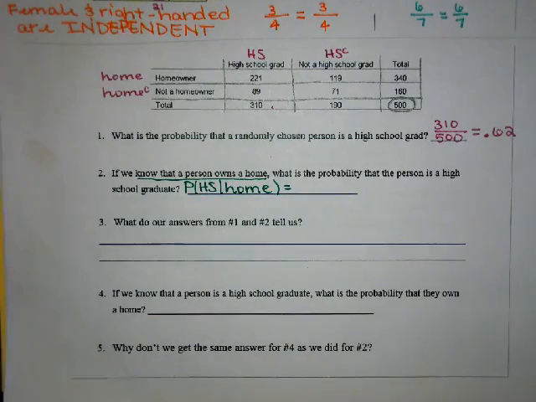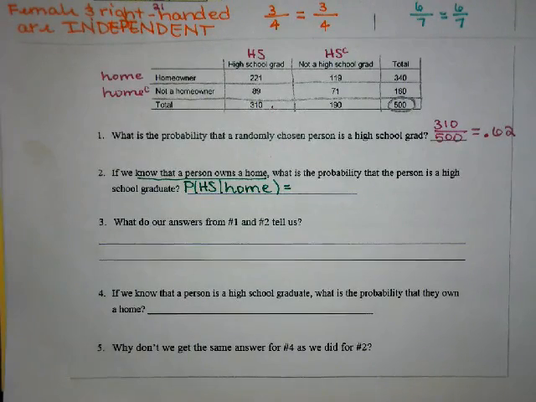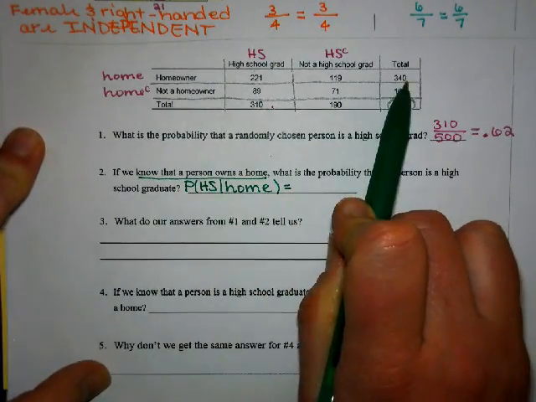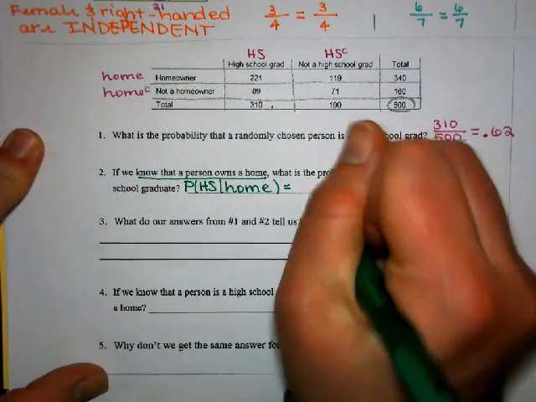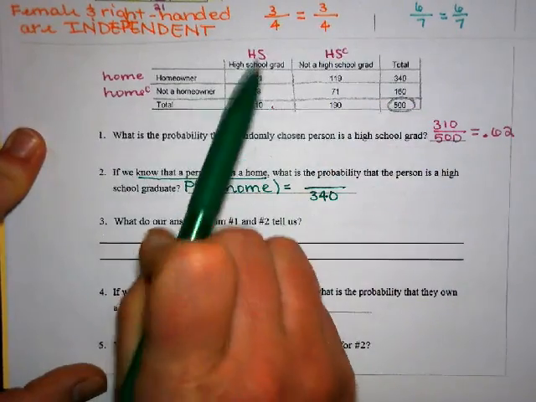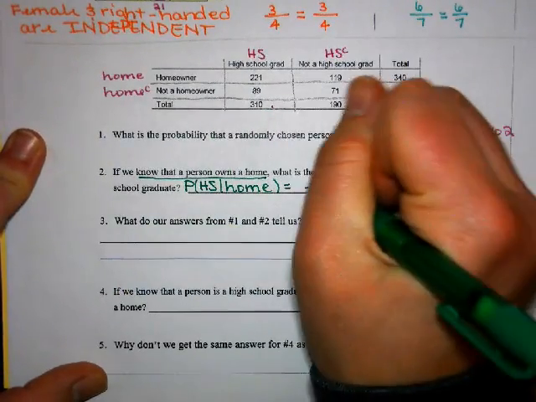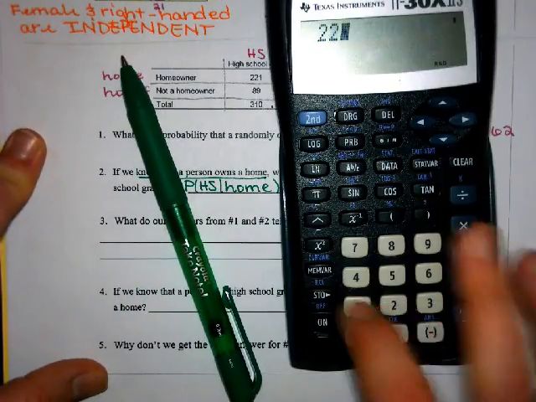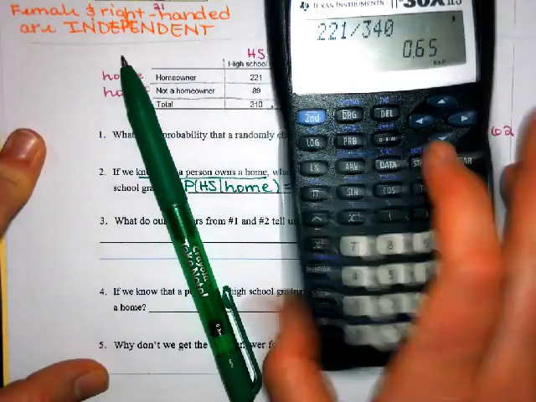So how many people said they own their home? Thank you, Nevaeh, and thank you, Emma. So we're told they own their home, and there are 340 total homeowners. And out of those homeowners, 221 graduated from high school. So that's 0.65. So what do our answers from 1 and 2 tell us?